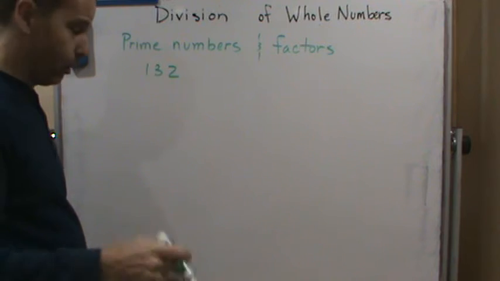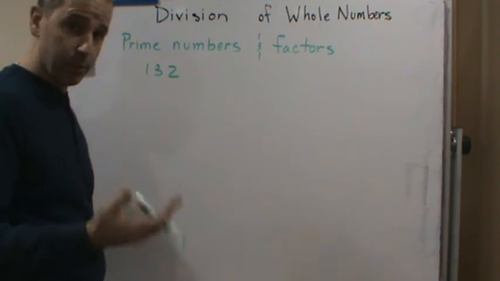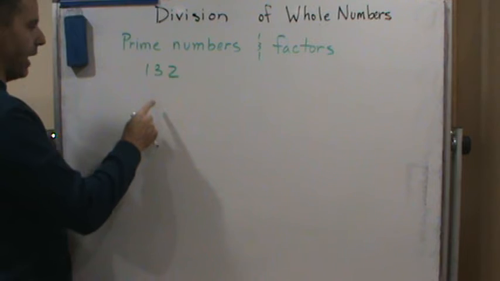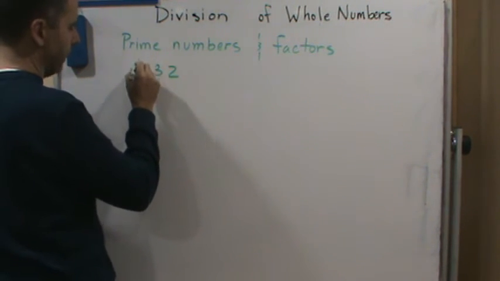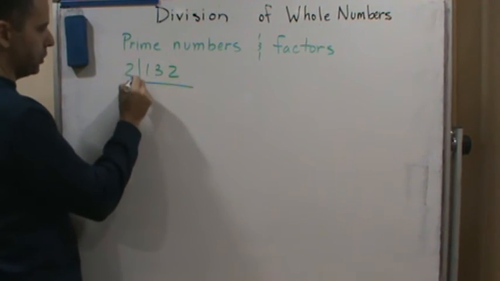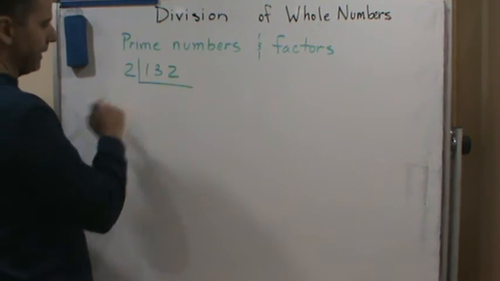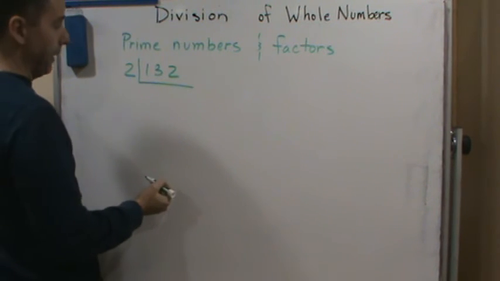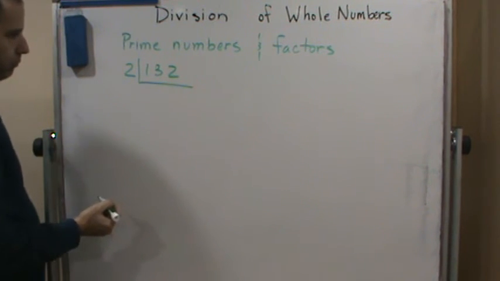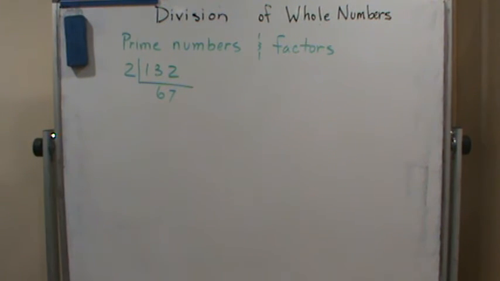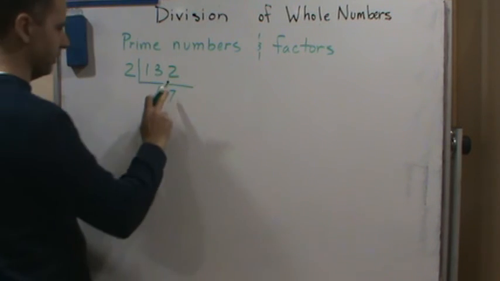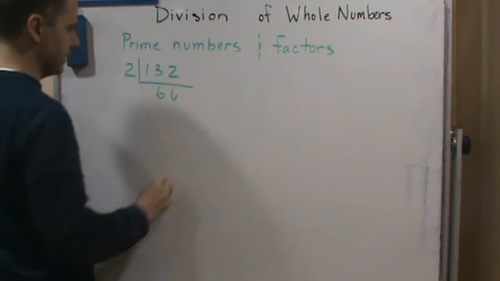Here's the algorithm. This is how it works. You start with the smallest prime, 2, right? So you ask yourself, is 132 divisible by 2? The answer is yes. So what you do is you put 2 out here and you say, okay, 2 divided into 132 gives me what? So it gives me 67, right? Or, I'm sorry, not 67. 66.